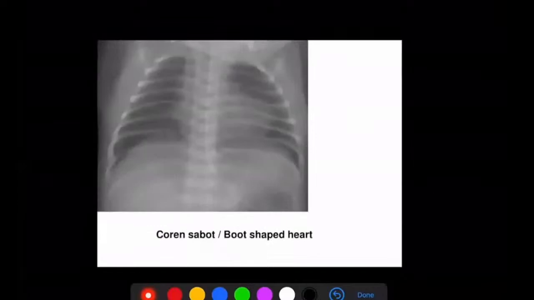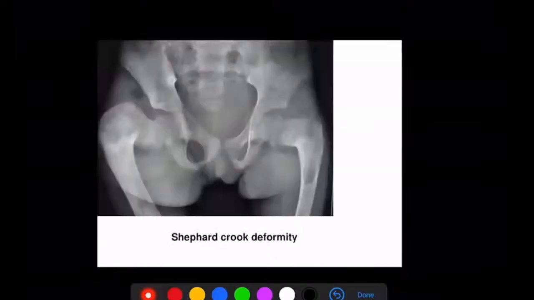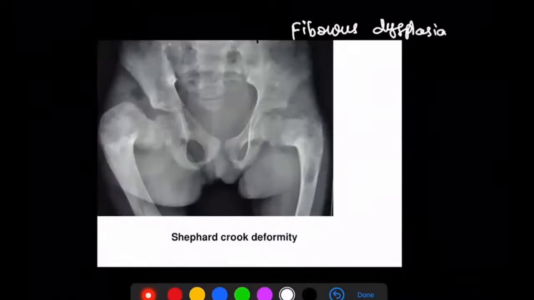What does the boot-shaped heart indicate? Tetralogy of Fallot. Shepherd's crook deformity is seen in? Fibrous dysplasia. Very good. Shepherd's crook deformity is seen in fibrous dysplasia.